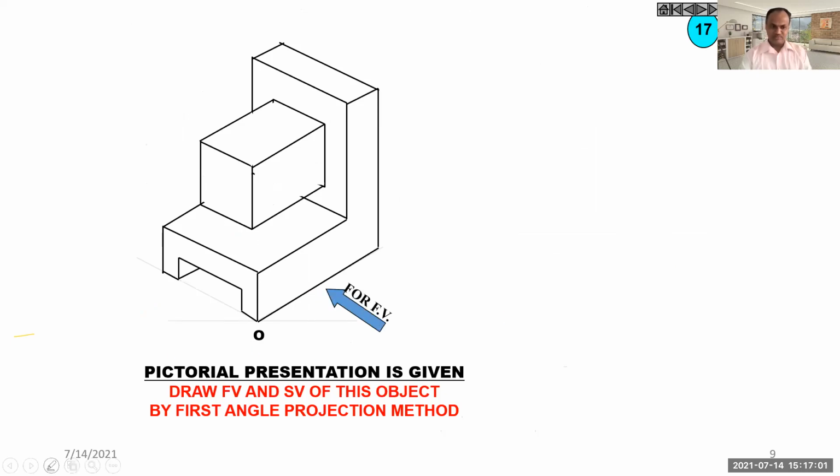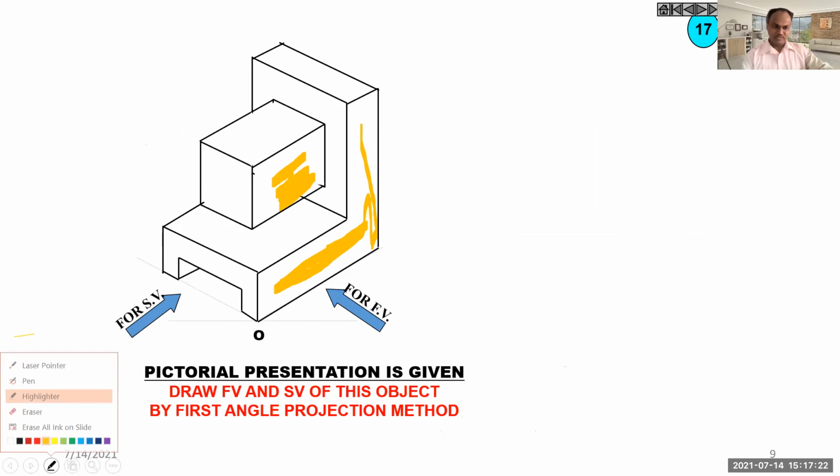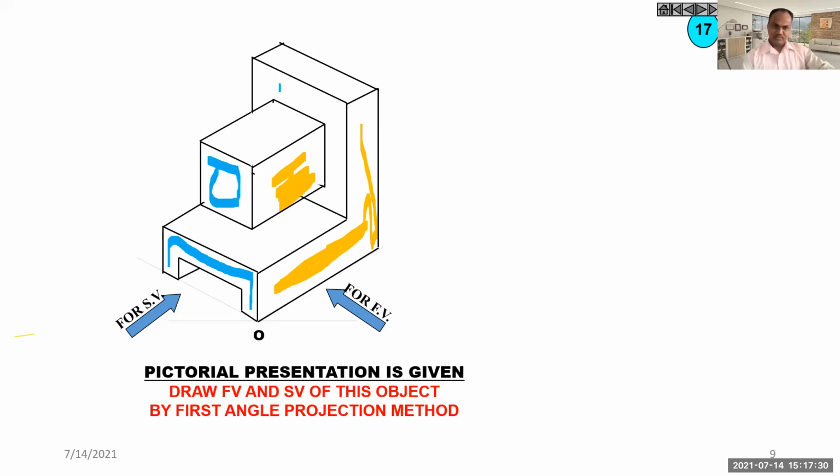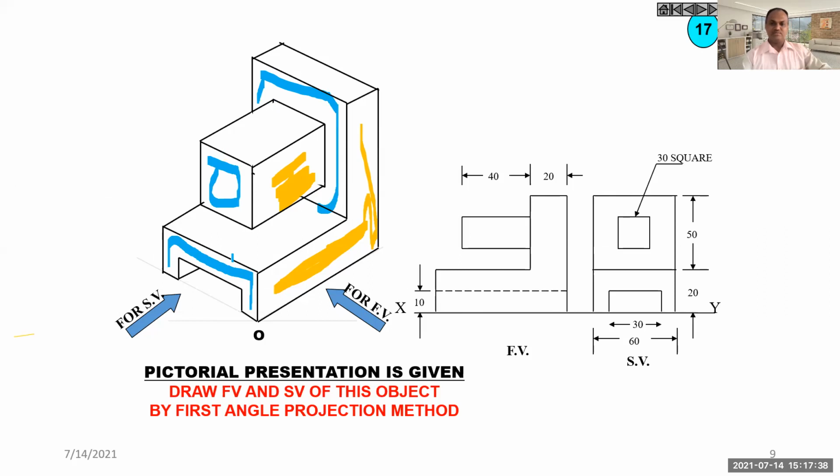If you see the front view of this, again I'll use the highlighter. You can see this L-shaped portion and this rectangular portion in your front view. In case of top view, what will happen? Okay, they have asked only front view and side view. So in case of side view, you can see this rectangular portion and this larger rectangular portion inside it. So your front view and side view will be like this.